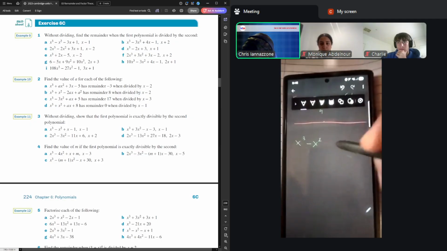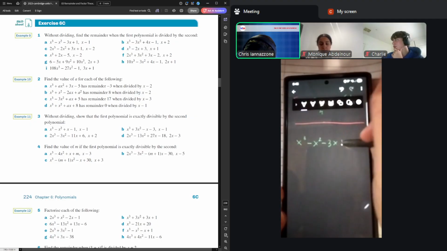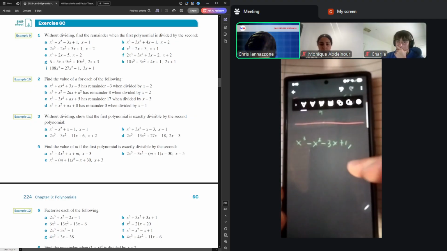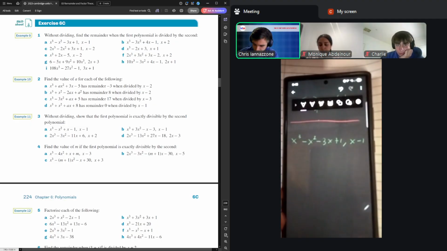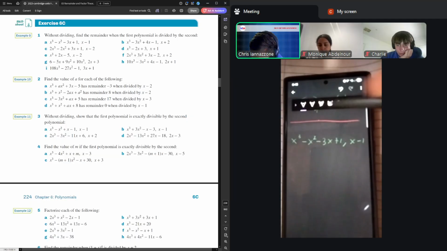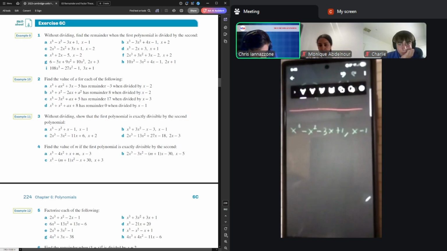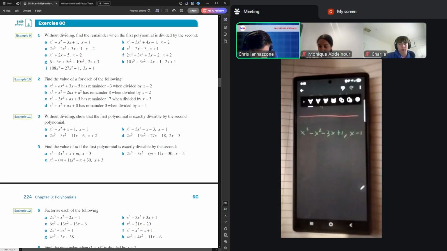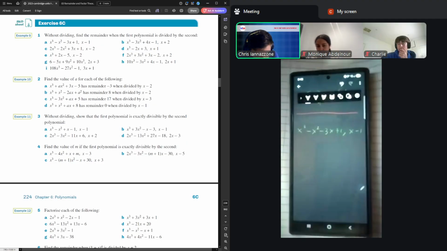Maybe I just finished writing and it'll focus itself. Minus 3x plus 1 after dividing by x minus 1. We want to find the remainder after division without going through the whole polynomial division process. Who wants to take a stab at it?